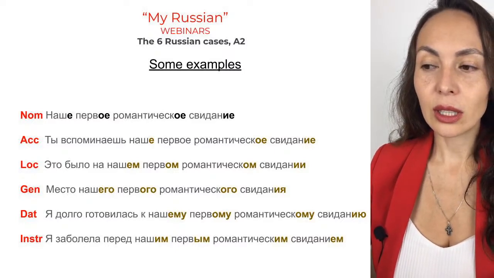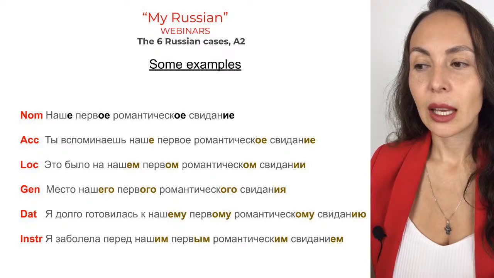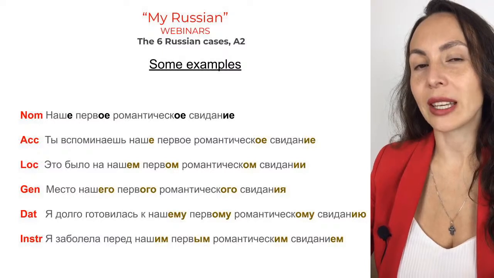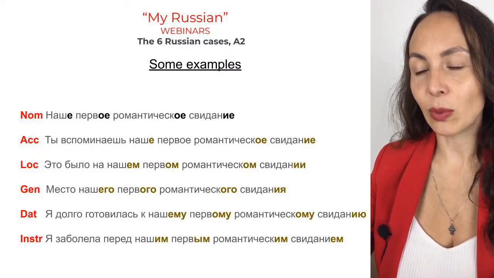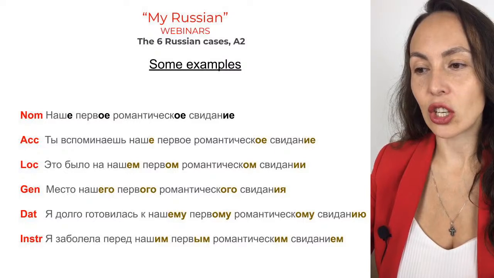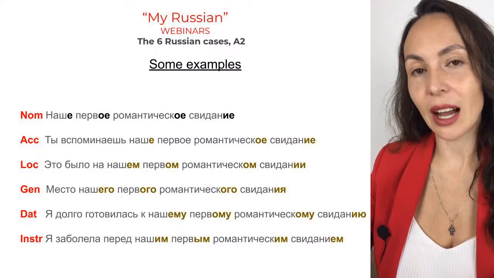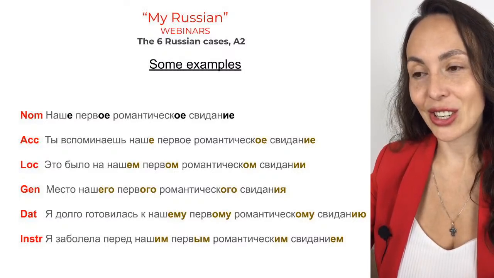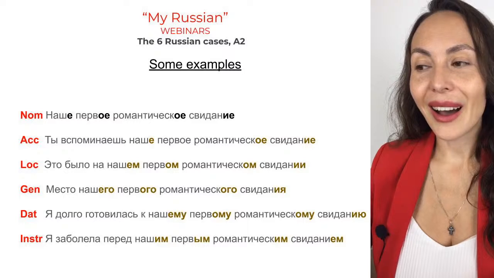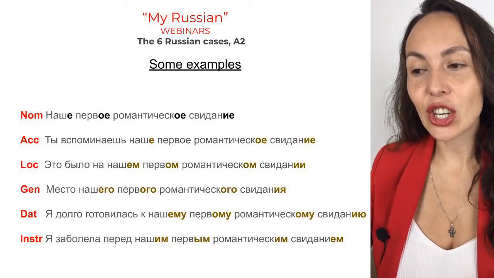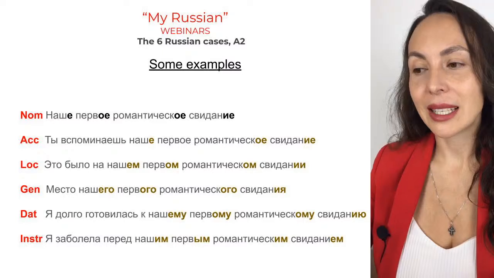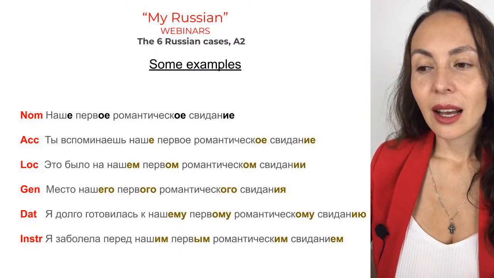And look at what happens. The accusative does not change. I just want to remind you, we're not talking today about this, but neuter in accusative does not change. Ты вспоминаешь наше первое романтическое свидание? Вспоминаешь? Then, locative. Это было на нашем первом романтическом свидании. You see the changes?